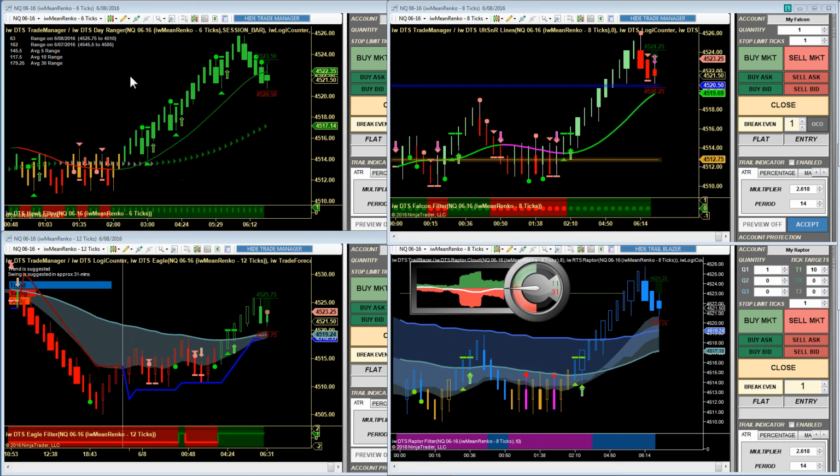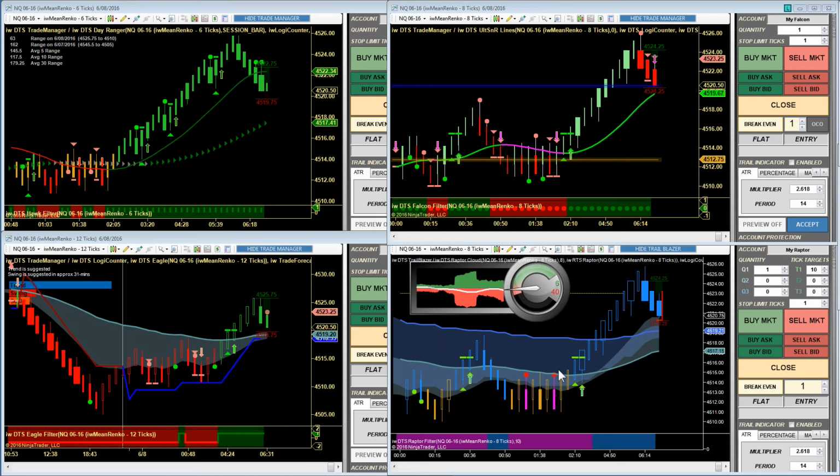Here in the top left, we have the Hawk Scalper. Top right, we have the Falcon Swing Trader. Bottom left is the Eagle Trend Trader. The bottom right is the Raptor. This is the latest addition to the DTS family. It's kind of a hybrid of the other 3 tools. It incorporates elements of the Hawk, the Falcon, and the Eagle all into one trading tool.